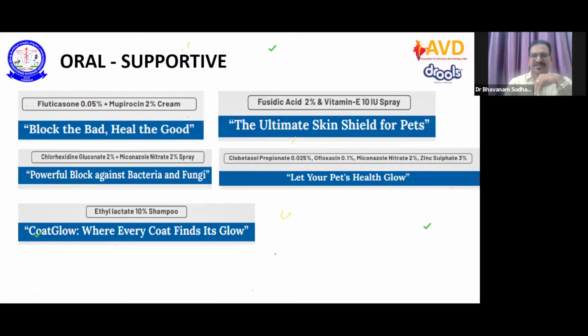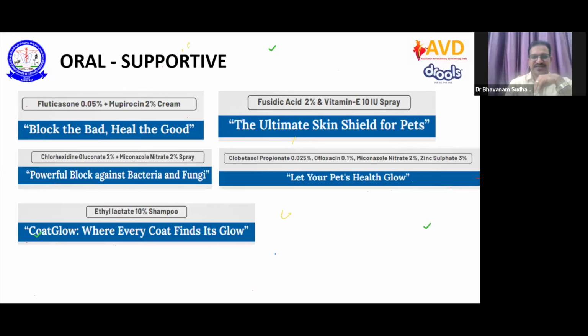Some other supportive medications we are using for treating, for example, these parasitic infections, which can cause development of secondary bacterial infection. For that, we are using fluticasone and steroid, mupirocin ointment, antibiotic. Next one, the product contains fusidic acid and vitamin E. It's a spray, an excellent spray where we are going to see the healing is faster when superficial dermatitis will be there, maybe in association with parasitic or fungal. When the superficial is there, it's the best choice.